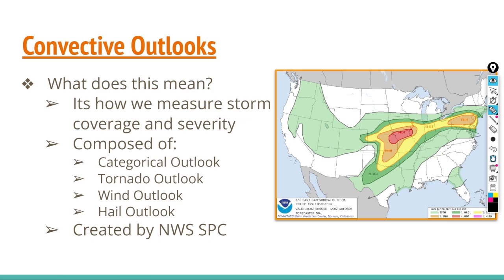There's four different parts to it: a categorical outlook, a tornado outlook, a wind outlook, and a hail outlook. And we're currently here on the side looking at the categorical outlook. These are created by the National Weather Service Storm Prediction Center. They issue these during the spring, and they're going to be making a new update to these, and I'm going to talk a little more about them in this video.